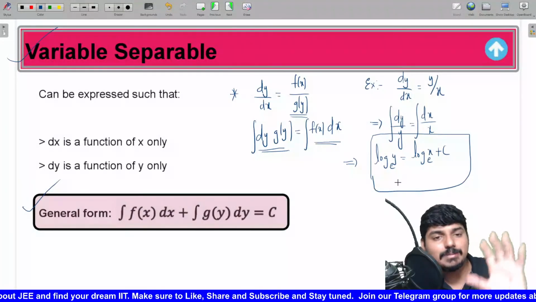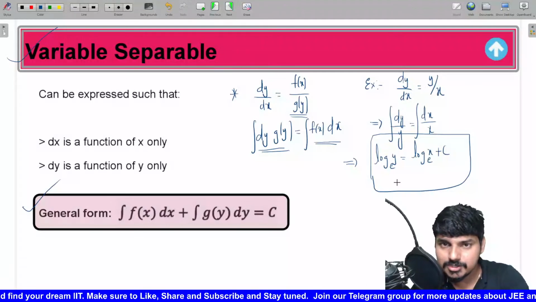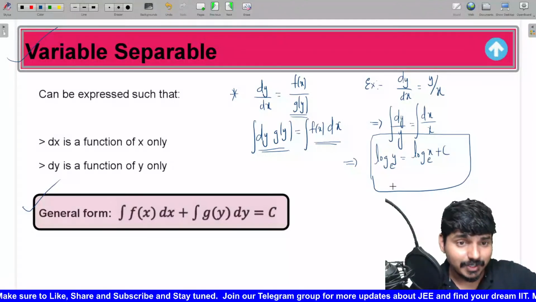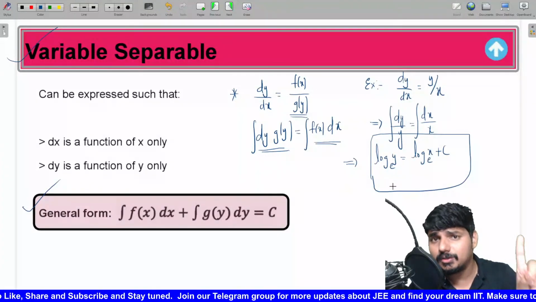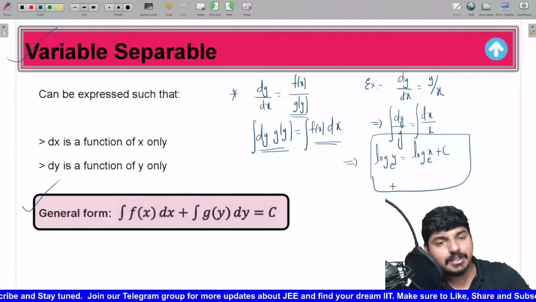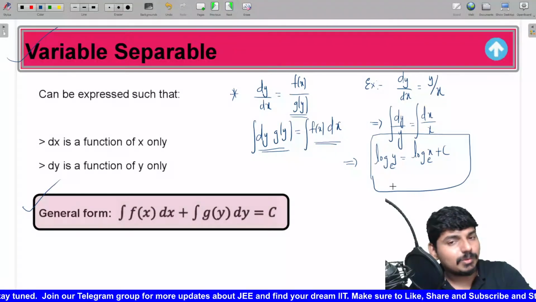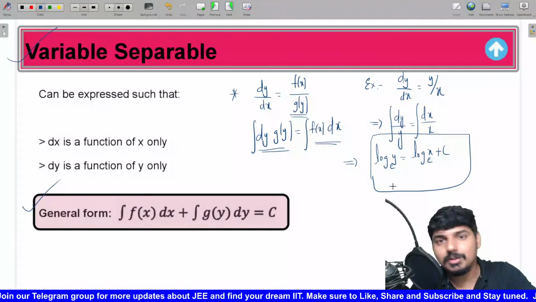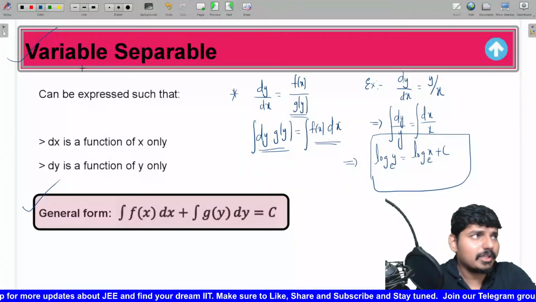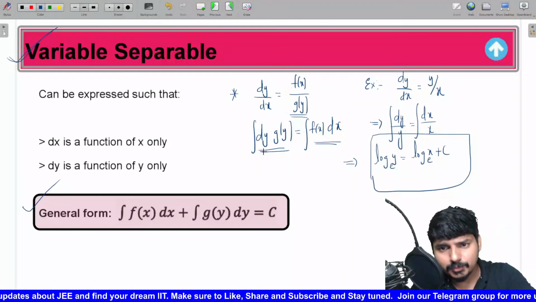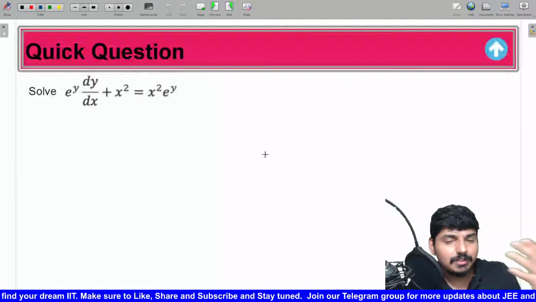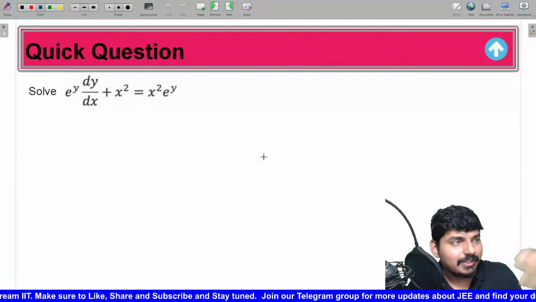So in this type of differential equation, where you're able to write all the y terms along with dy and all the x terms along with dx, you can definitely apply the variable separable method. You write all the y terms along with dy, all the x terms along with dx, and after that you can find the solution. I hope this is clear for you. Now let me take a question through which we can apply this concept and get the answer.